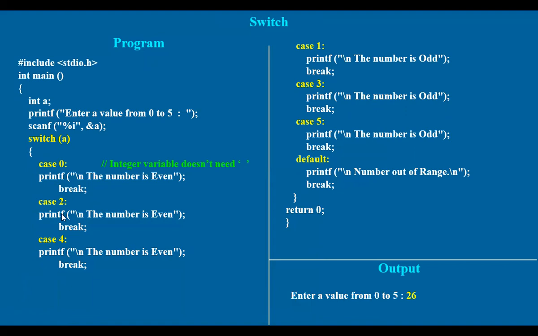Now, suppose we enter a value other than what is asked, even though it is asking for 0 to 5. We entered 26. Now it says the number is out of range. So here, the way the switch statement works is clear.